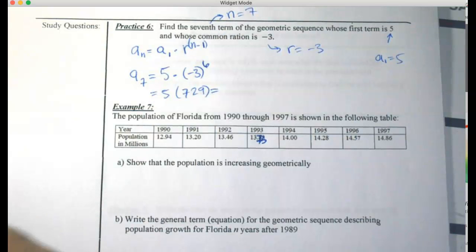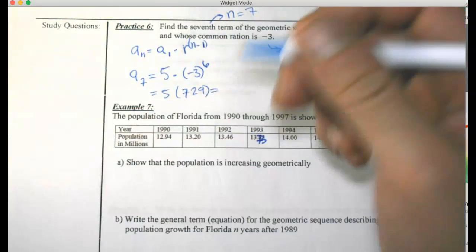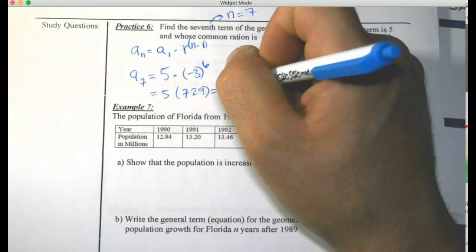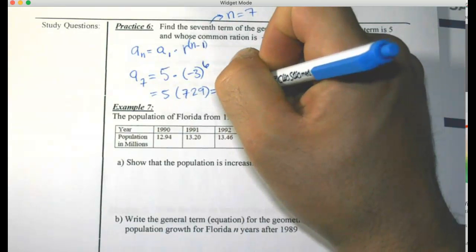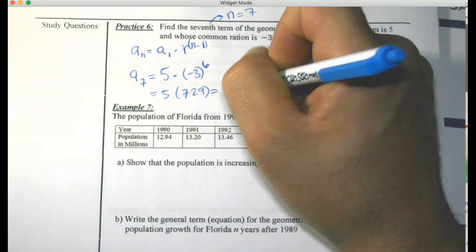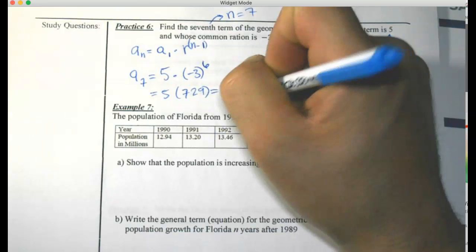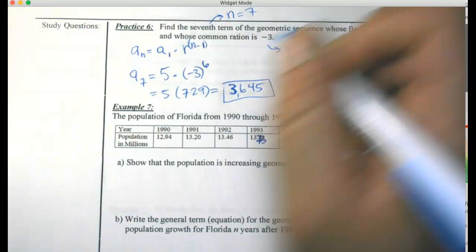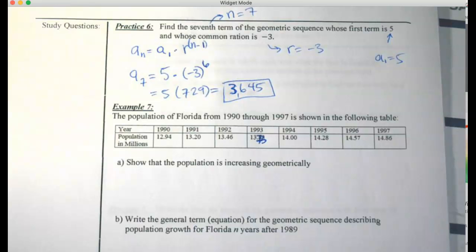1999. Let's see what that is. Again, have a calculator handy. 3,645. Again, that would be the 7th term in that sequence. Moving on to the next problem.